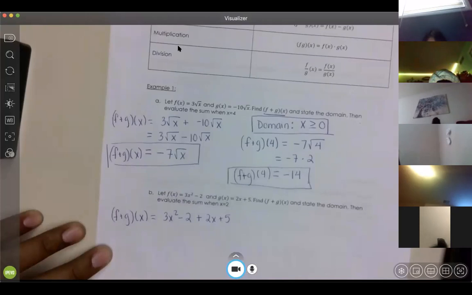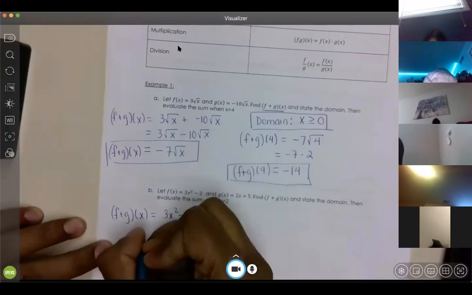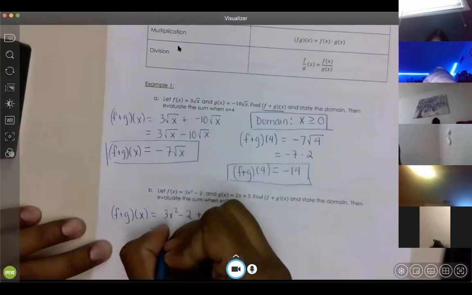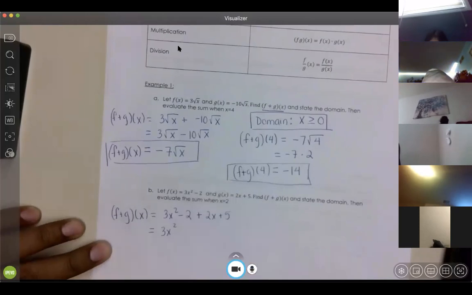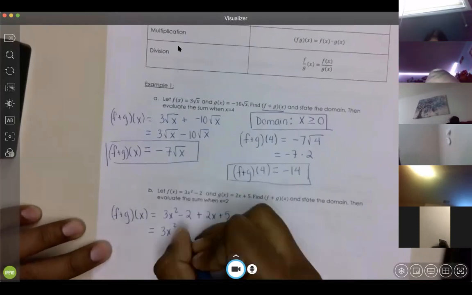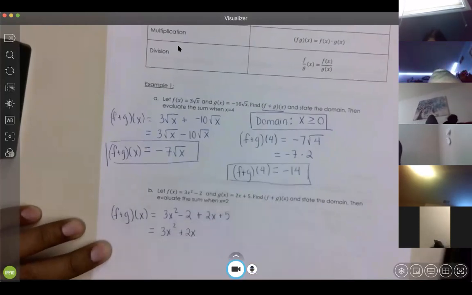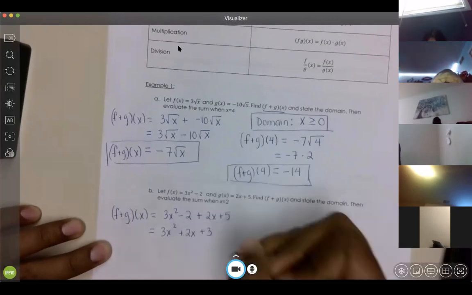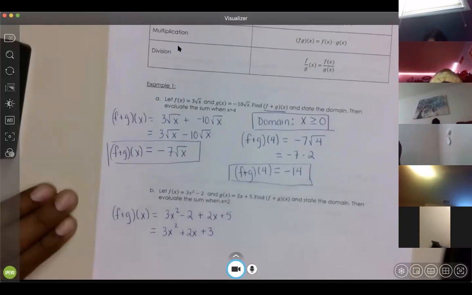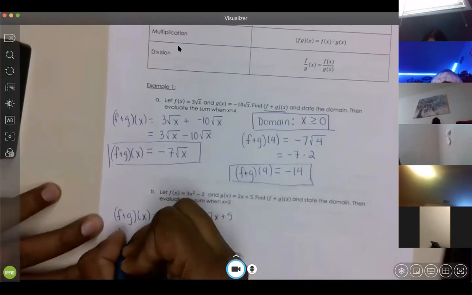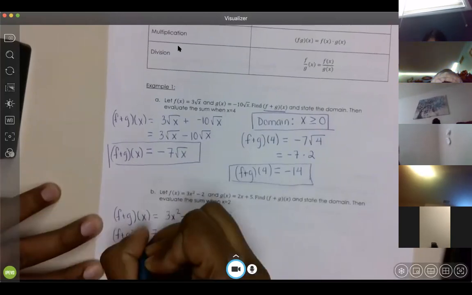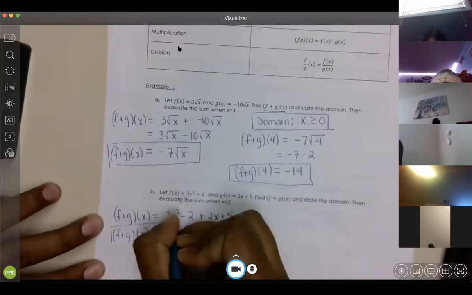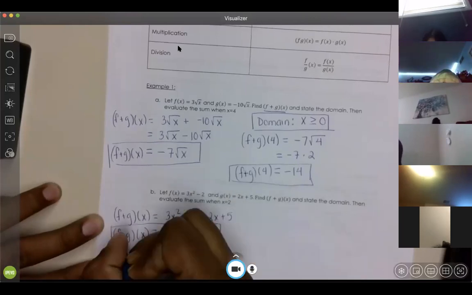Anytime you add or subtract, you're going to combine like terms. So 3x squared, there's no like term, so you just bring that down. Plus 2x, no like term for the 2x. But negative 2 plus 5 is positive 3. So 3x squared plus 2x plus 3. So f plus g of x is equal to 3x squared plus 2x plus 3.